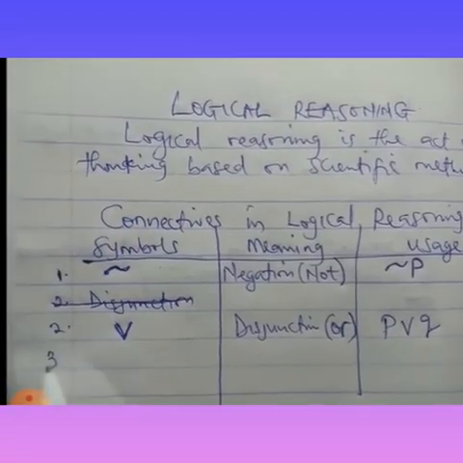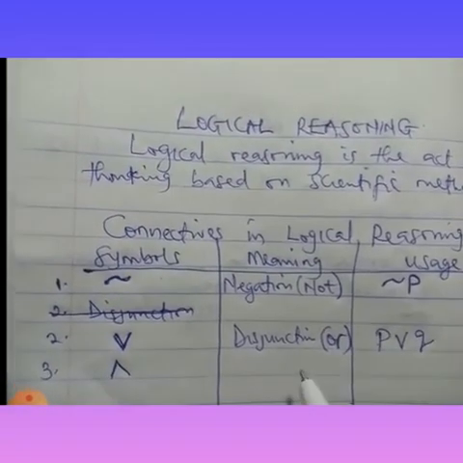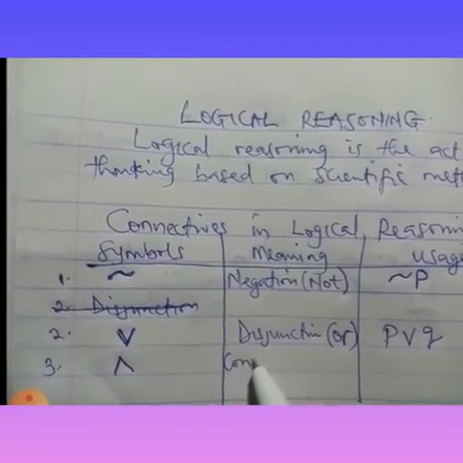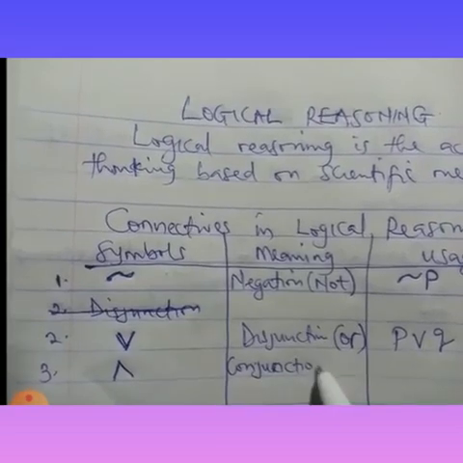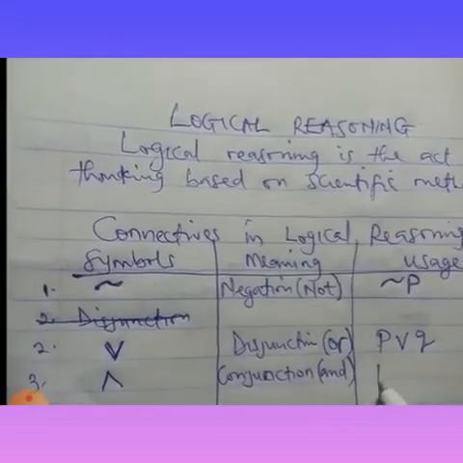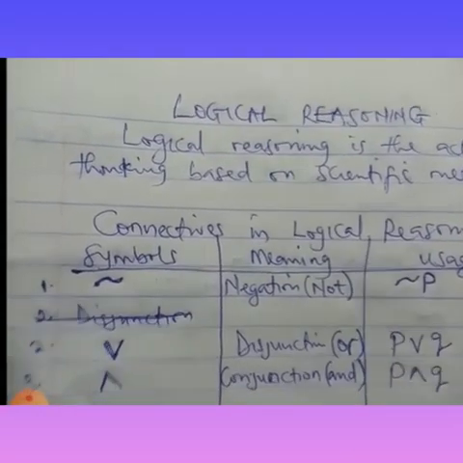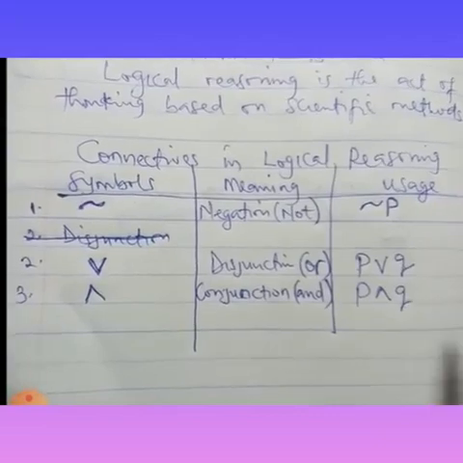Then the next is conjunction. This is and. P and Q. Conjunction of two or more statements, P and Q.